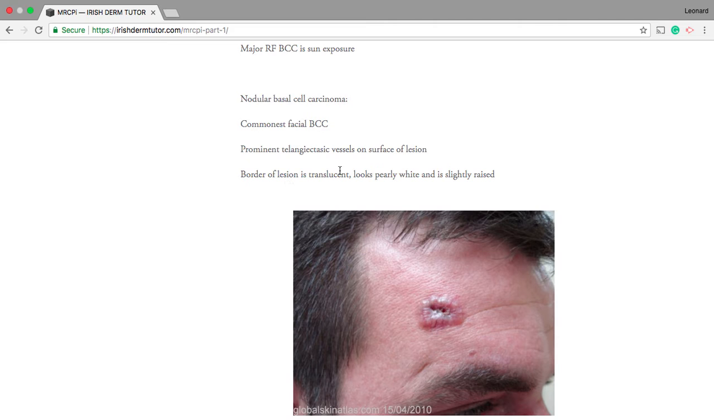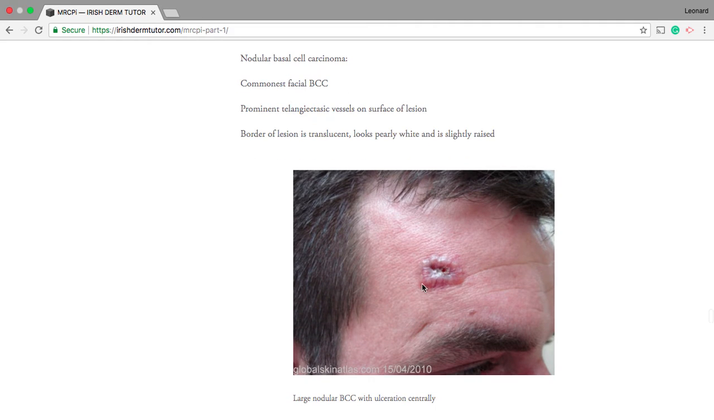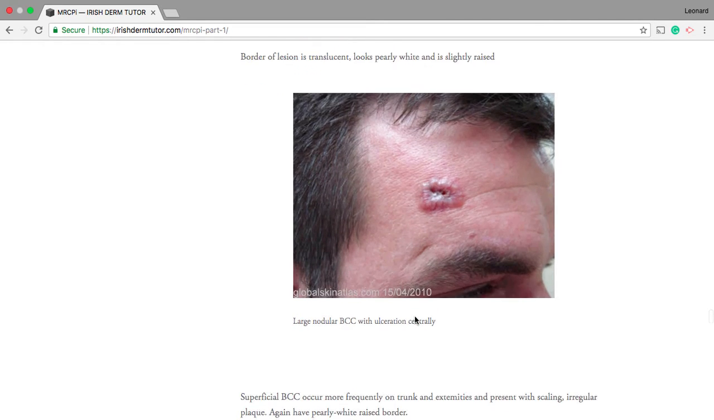So nodular basal cell carcinoma is the commonest facial BCC we see, and you often get a raised border, which looks pretty white, and the border might even look a bit translucent. You often see prominent telangiectasia as well. It might be difficult to see here, but you can see telangiectasia there and there as well. And you often get central ulceration as well. This is quite a large BCC, and this has probably grown over a long period of time.